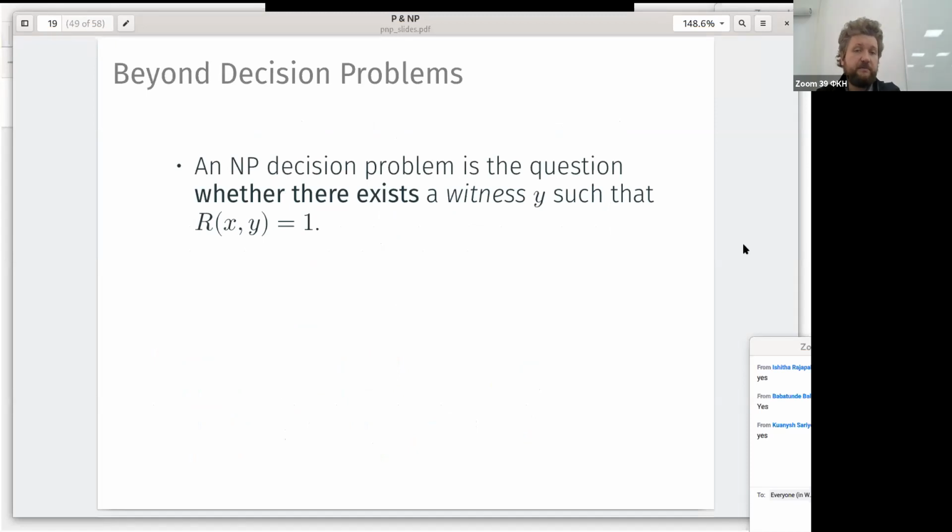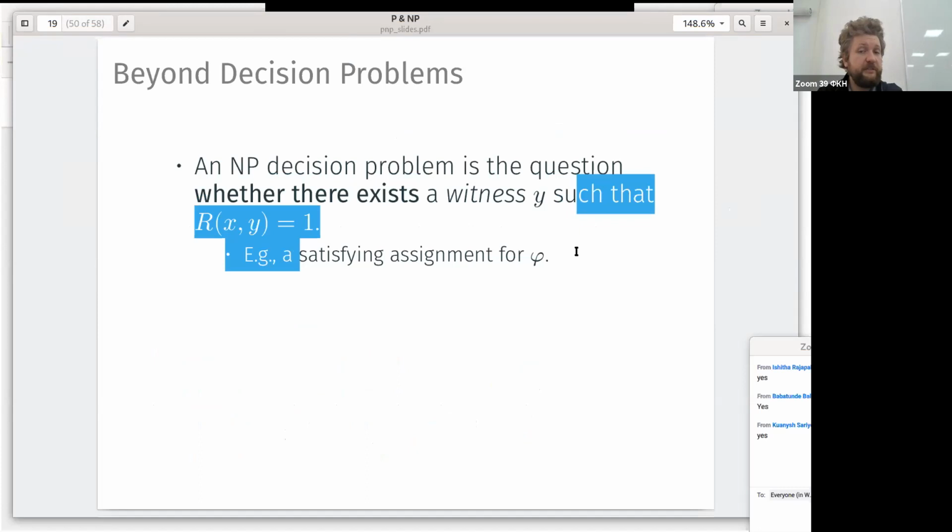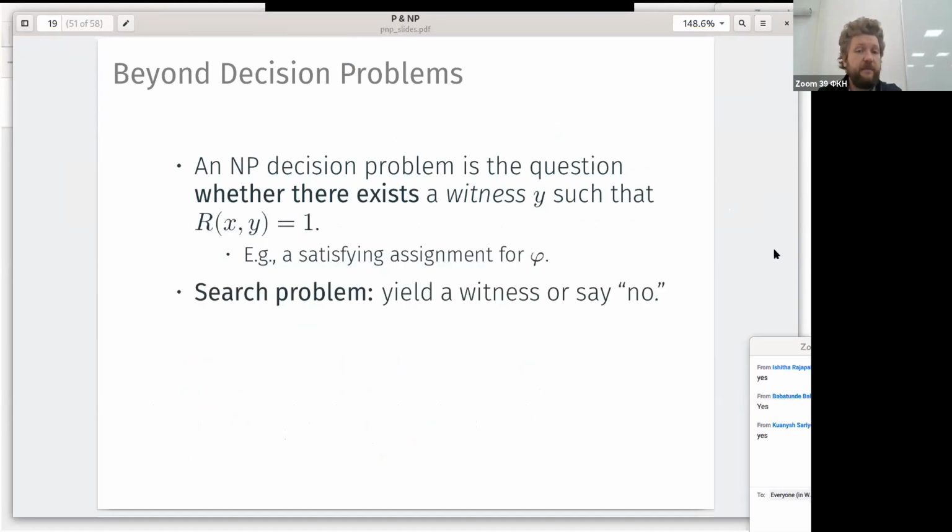So beyond decision problems, an NP decision problem says that there exists a witness Y or a hint Y such that, or there exists a computation path which yields 1. So for example, a satisfying assignment is a good witness. It says that the formula is satisfiable. There is a search problem, which says that if a witness exists, then please give it to me, please yield it. So the search problem gives the answer of not only yes or no, it can either say no, there is no satisfying assignment. Well, let's use this as a running example. When I say satisfying assignment, you can think about a Hamiltonian cycle or coloring of a graph or something like that, isomorphism.